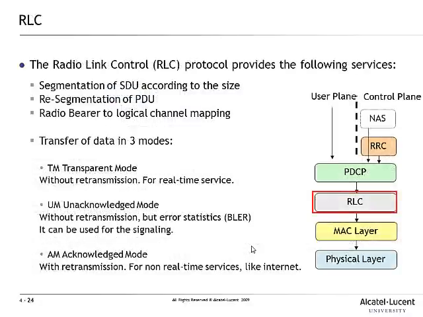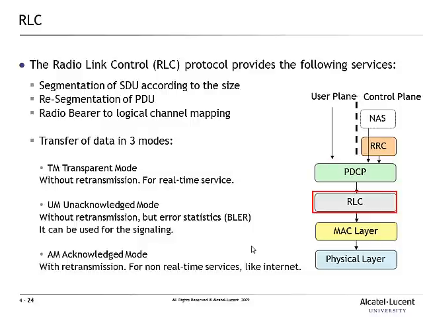The next layer is RLC. Again, the RLC can operate in 3 possible modes, very similar to what we did when we had a look at 3G. So we can have transparent mode, unacknowledged mode, and acknowledged mode. Okay, so what is the difference? Well, before we do that, let's just look at the basic functions of RLC.